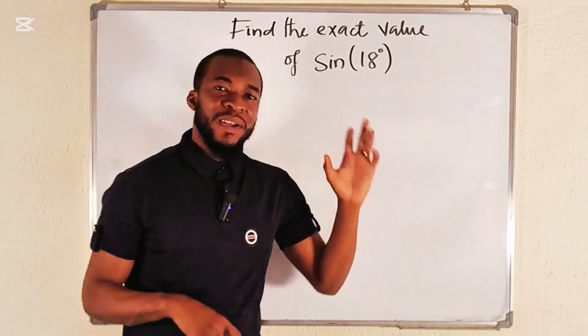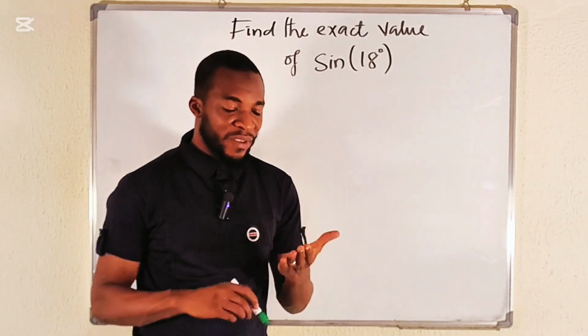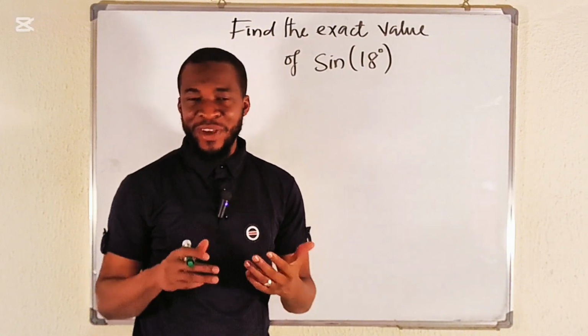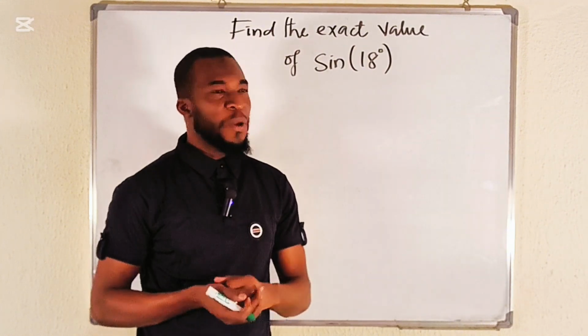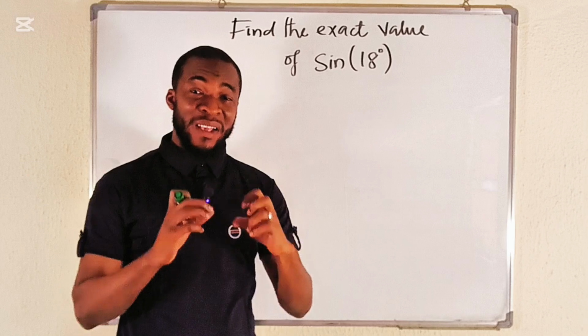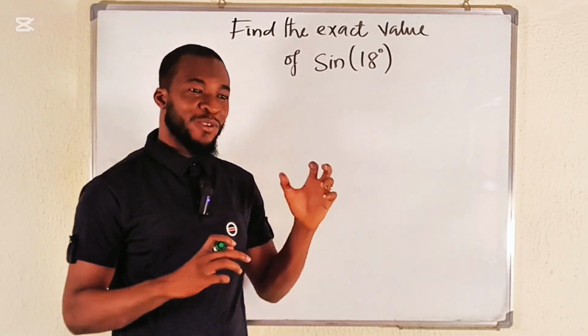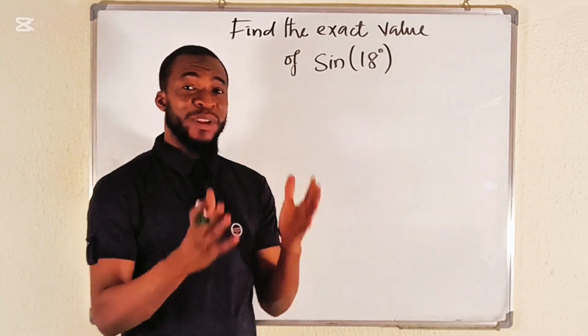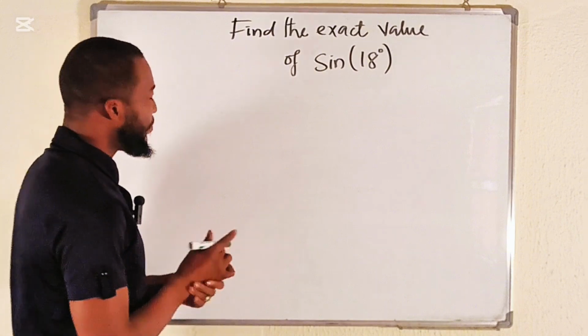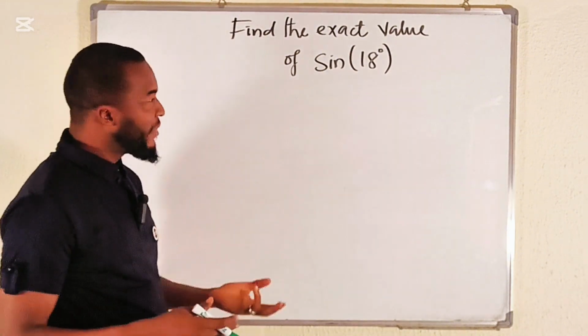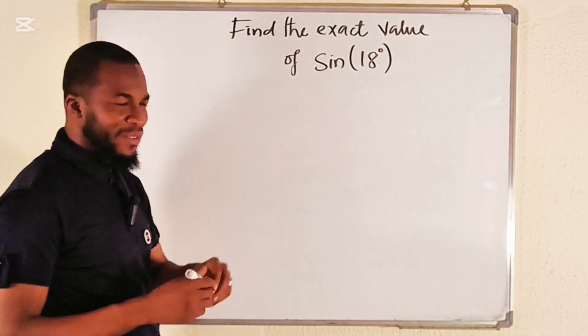So whenever you're given an angle which is not special, you can simply punch it into your calculator to find the approximated value. But in this case, we are looking for the exact value, meaning our solution will have to be in an irrational form. So how can we do that? We are going to play around with trigonometric ratios.